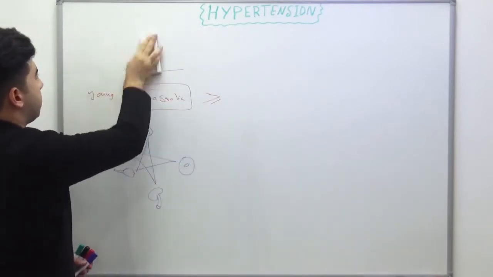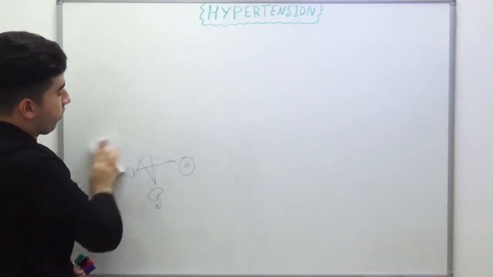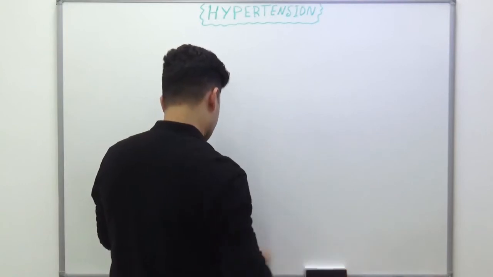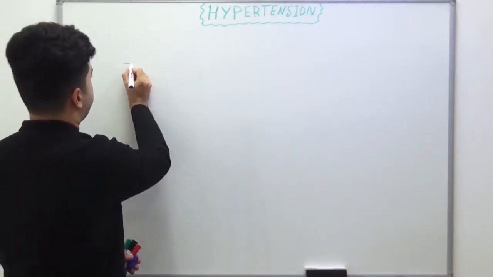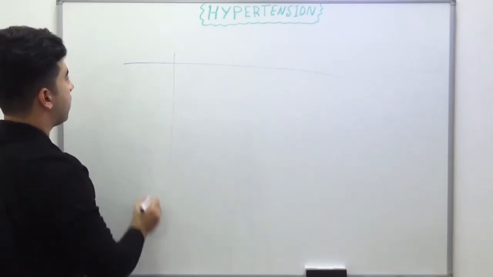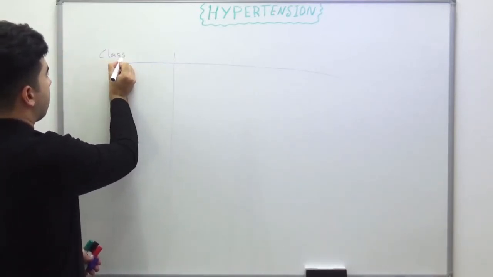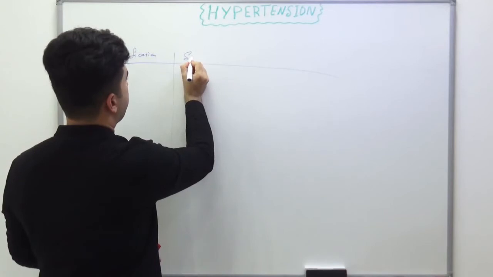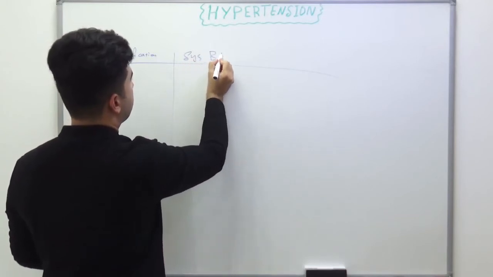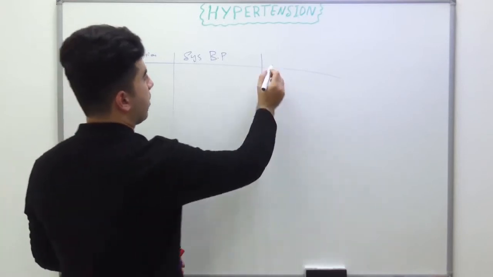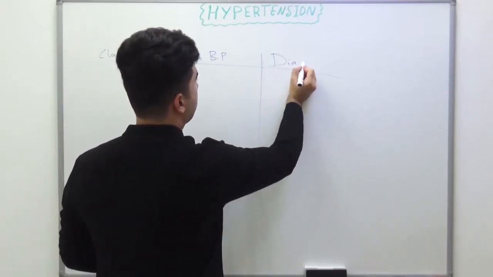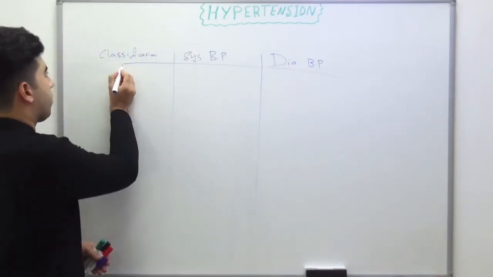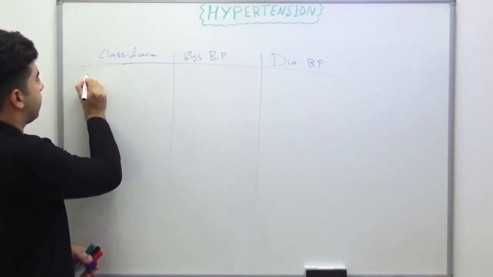So we can move to one form of classification of hypertensive patients, which is according to the blood pressure value. Here we have the classification: systolic blood pressure and also diastolic blood pressure. Some patients are called prehypertension.